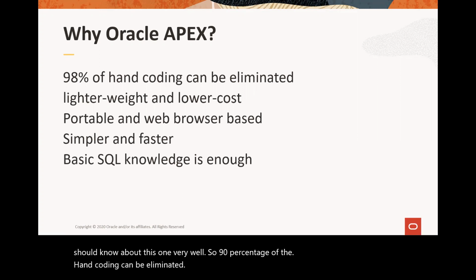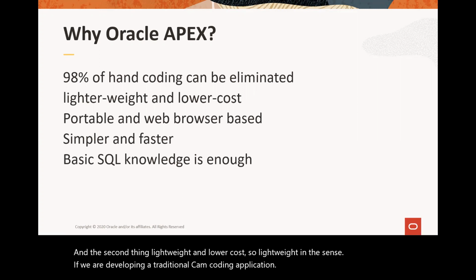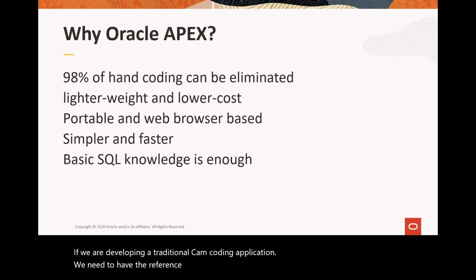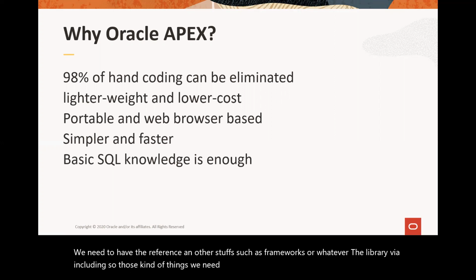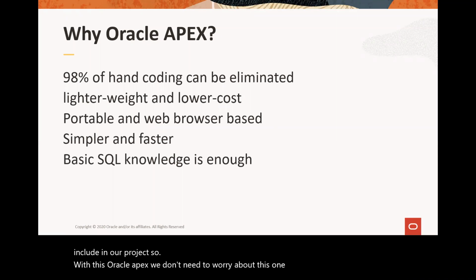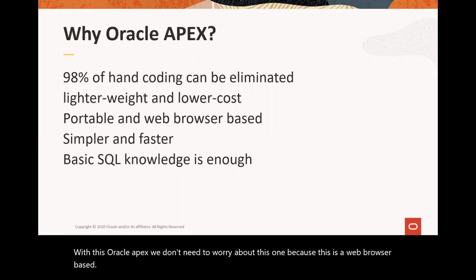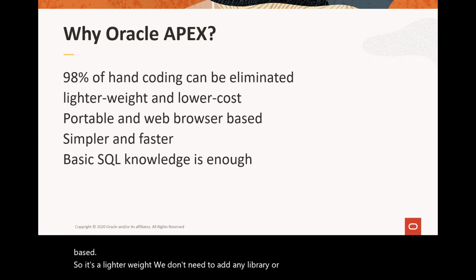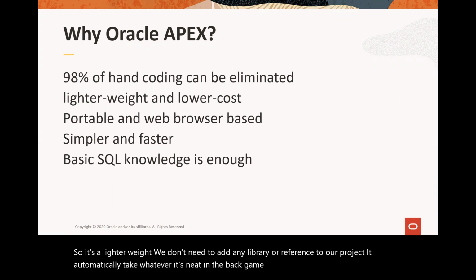The second thing: lighter weight and lower cost. Lighter weight means that when developing a traditional hand-coded application, we need references and other things such as frameworks or libraries that we include and implement in our project. With Oracle Apex, we don't need to worry about this because it is web browser based. So it's lighter weight. We don't need to add any library or reference to our project. It automatically takes whatever it needs in the backend. Actually, we don't even see that.